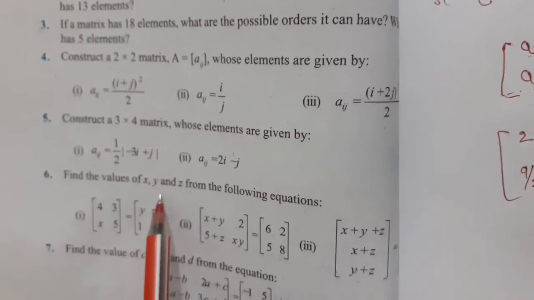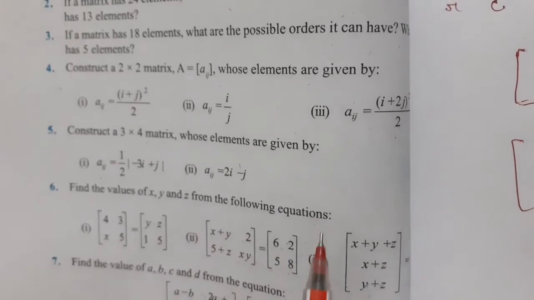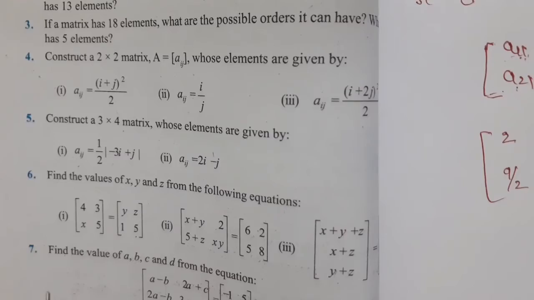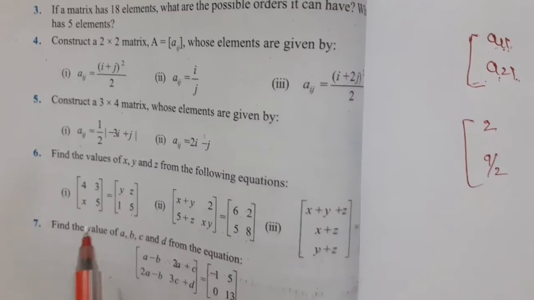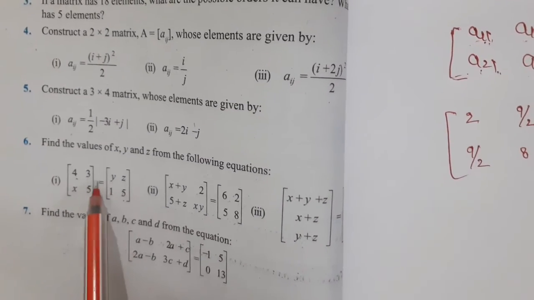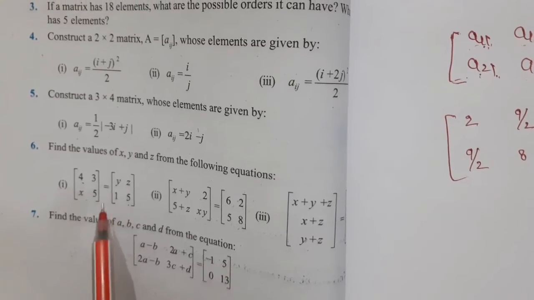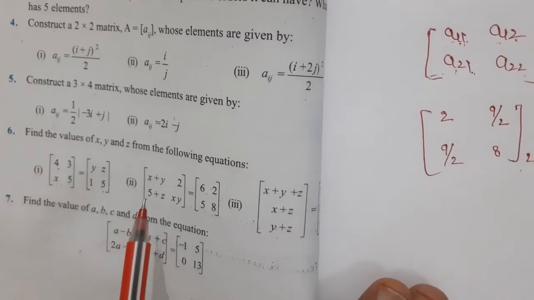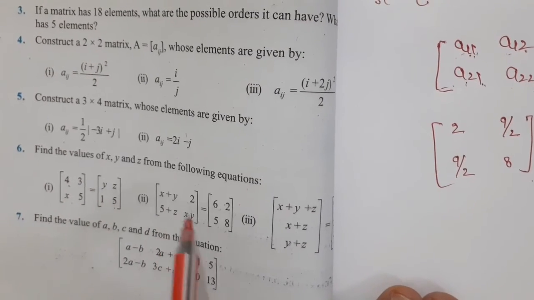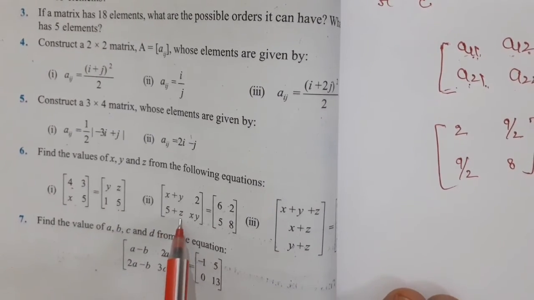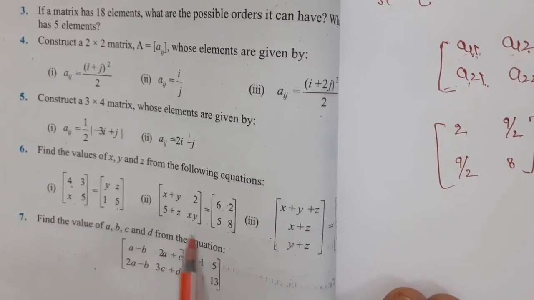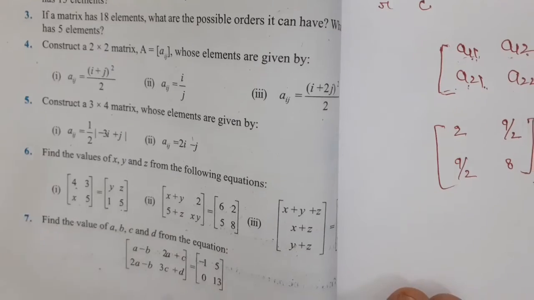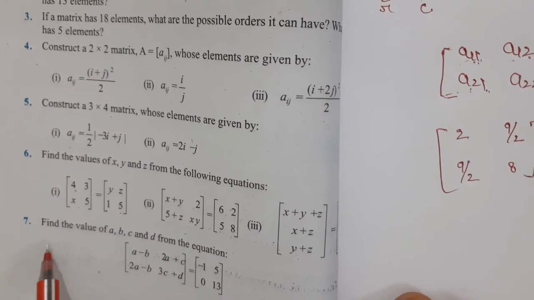Now see question number 6. Find the values of x, y and z from the following equation. If two matrices are equal, then corresponding elements should be equal. We can write here, first part, y equal to 4, z equal to 3, x equal to 1. Similarly, you can solve the second and third parts. Corresponding elements are equal. Here you can write x plus y equal to 6, 5 plus z equal to 5. This implies that z equal to 0. Then you can find the other values of x and y.